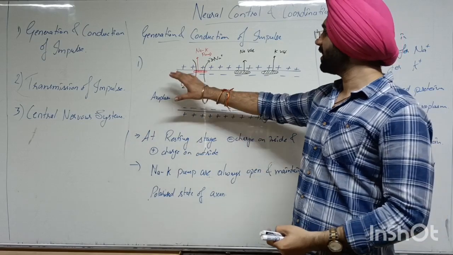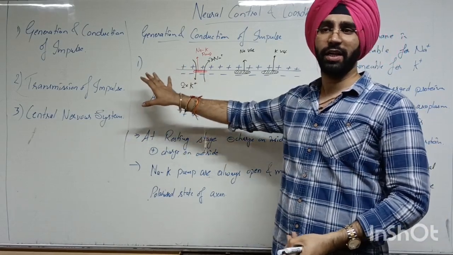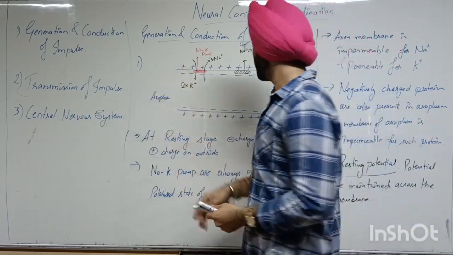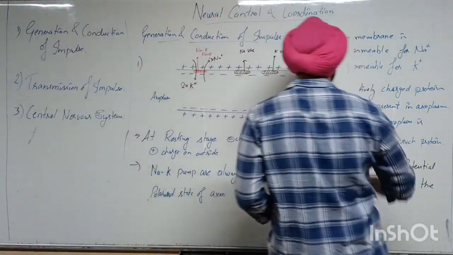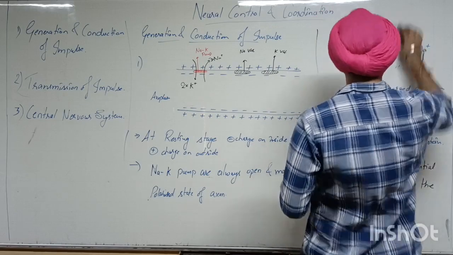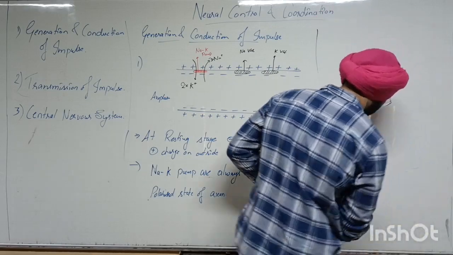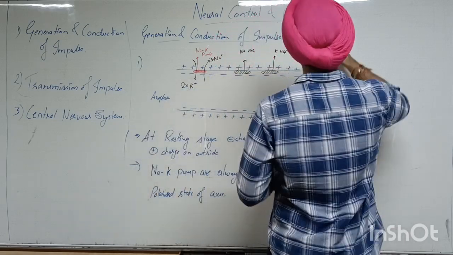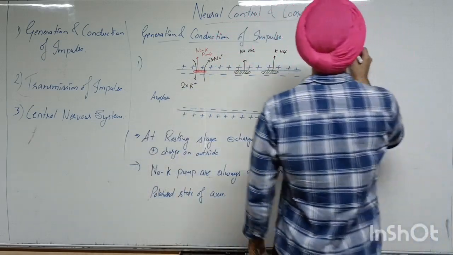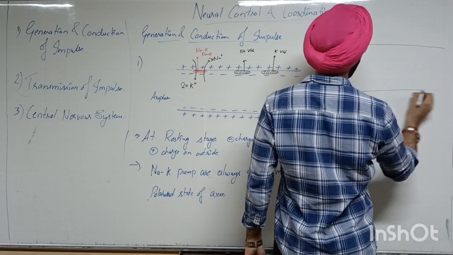So when a stimulus is stimulating the receptor, that is also generating an action potential. So I hope you have written all this. Now I'm going to explain how the action potential is being generated. So now the action potential is being generated like this. This is the axoplasm, as you can see.